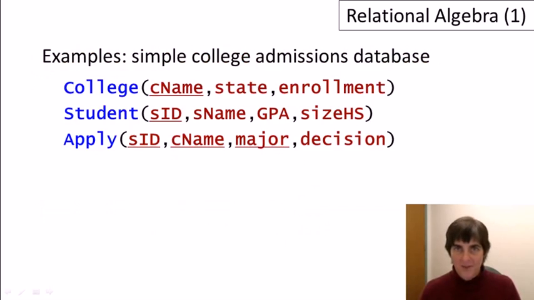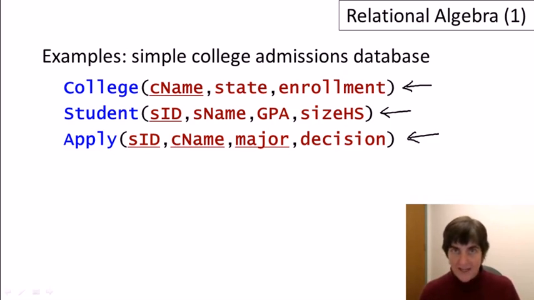For the examples in this video, we're going to be using a simple college admissions database with three relations. The first relation, the college relation, contains information about the college name, state, and enrollment of the college. The second relation, the student relation, contains an ID for each student, the student's name, GPA, and the size of the high school they attended. And finally, the third relation contains information about students applying to colleges, specifically the student's ID, the college name where they're applying, the major they're applying for, and the decision of that application.